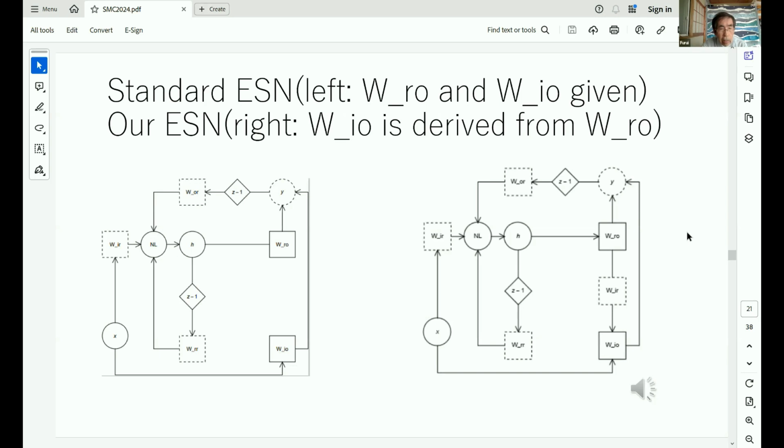The left side is the standard echo state network. That is, the WRO and WIO are given and fixed. And the others, WOR, WIR, WRR, are trained. But in our case, we only know the WRO. So WIO is made by multiplying WIR to WRO. And using this modified echo state network, we simulated the system's output, and this is including the hysteresis effect.